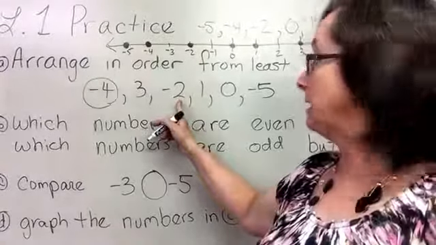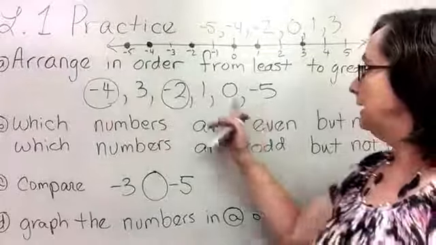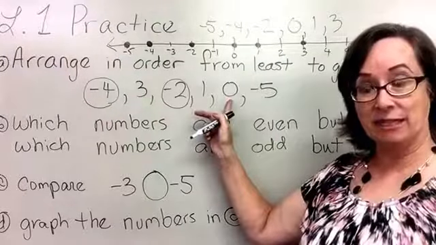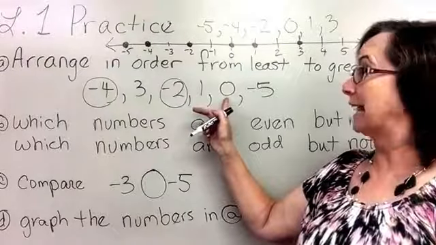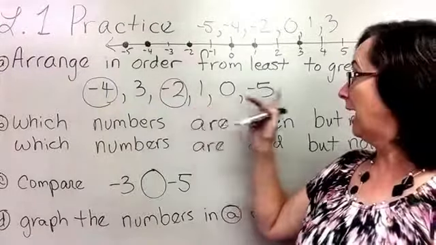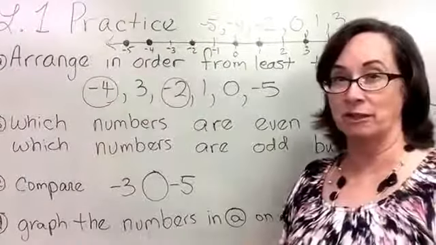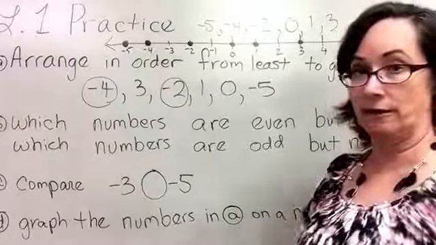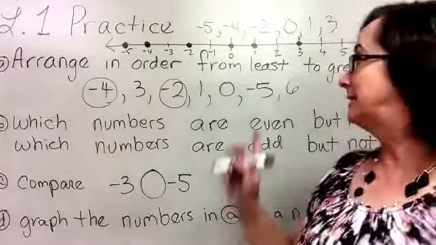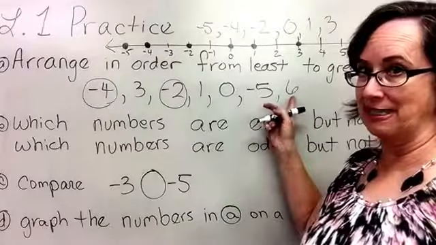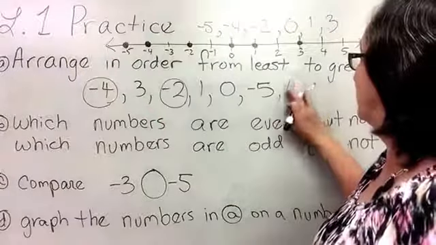-2 is divisible by 2, but it is not a whole number. 0 is in the even category, okay, and it is a whole number. 5 is odd, so we have the -2 and the -4. Now suppose we had a 6 over here. 6 is even, but it is also a whole number because it's a positive even number, okay?